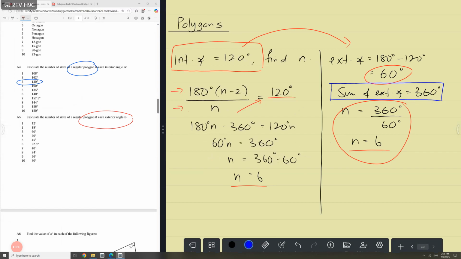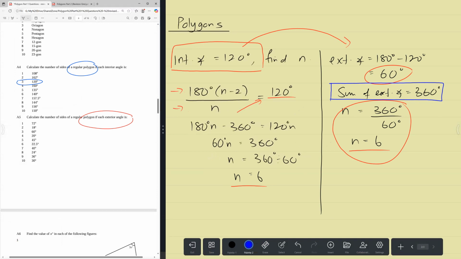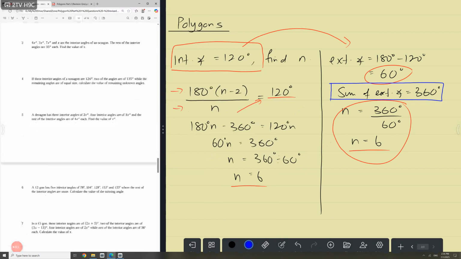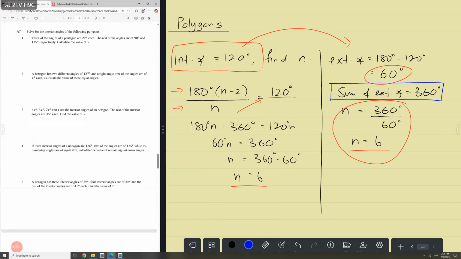If they give you the interior angle or the exterior angle, you should be able to find the number of sides. The next video that I'm going to go through will cover further word problems involving the interior and the exterior angle.